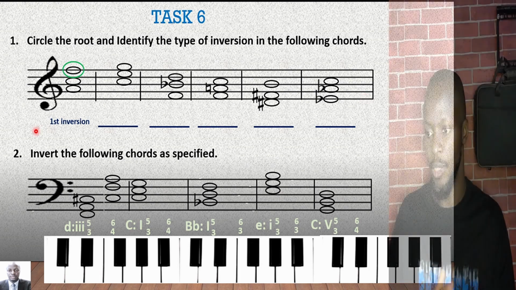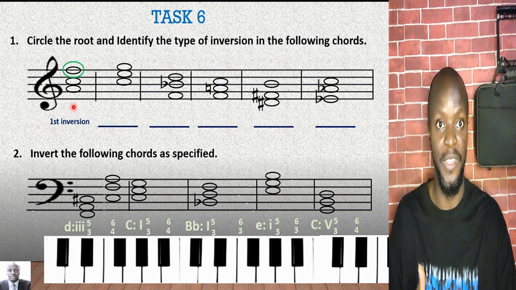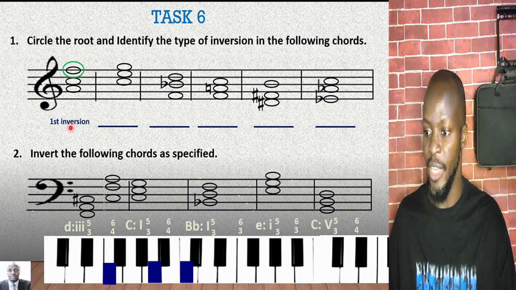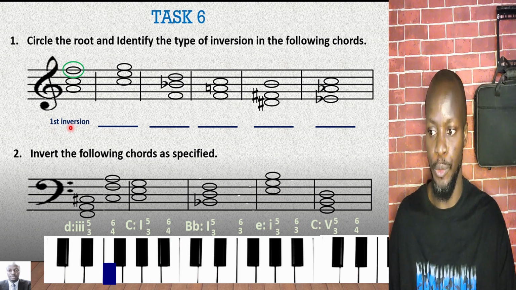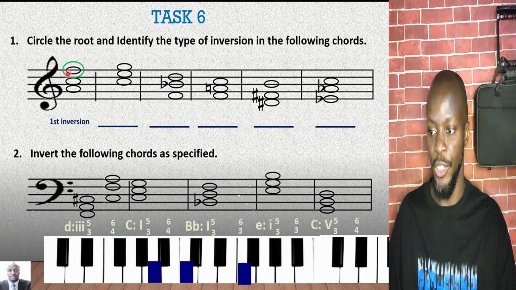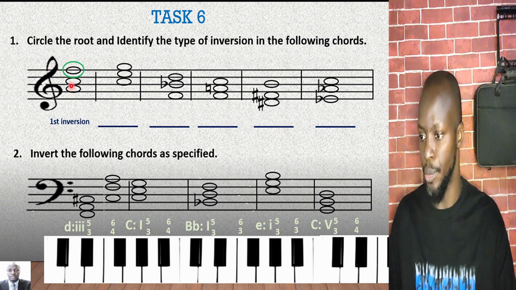So the first one has been done already. If we are on C major, that's the fourth chord, F, A, C. And it is being inverted in such a way that the root has been taken upwards. So this is the first inversion, whereas F remains the root, A remains the third, and of course C is the fifth.